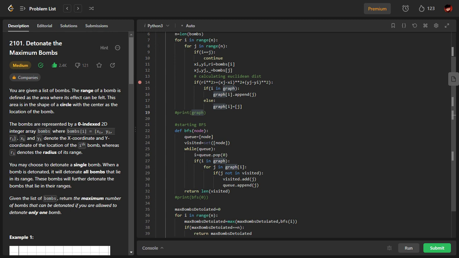But remember, we are doing the BFS for each node. So O of n square for each node, that means O of n square for n nodes. That means almost O of n cube time complexity is coming.